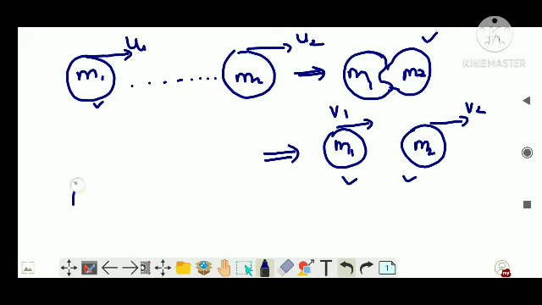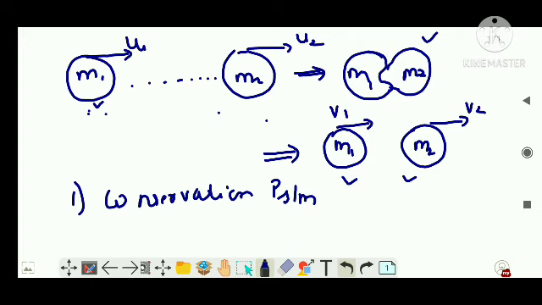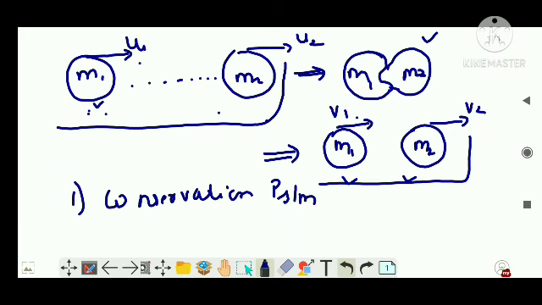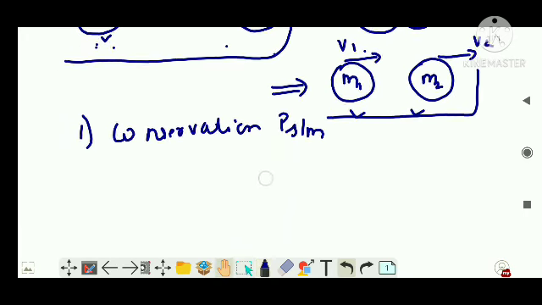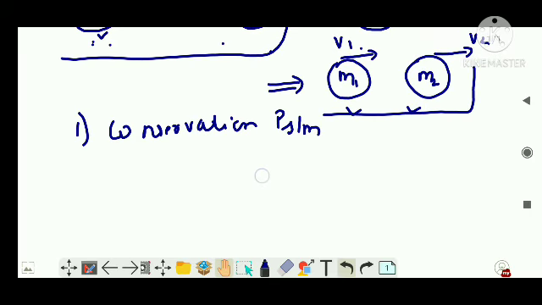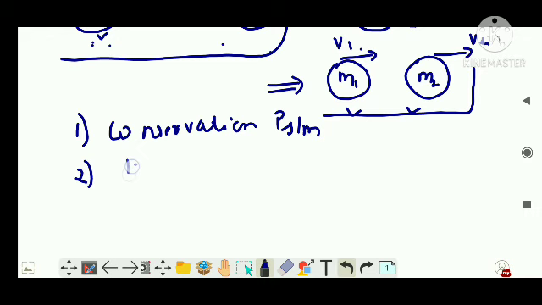Now, the major criterion for an ideal collision is the conservation of momentum, right? Conservation of momentum of what? Momentum of the system, not the individual case. Individual mass M1 has a velocity change, so its individual momentum changes, but the sum of momentum before collision and the sum of momentum after collision is the same. That's why we say conservation of momentum of the system. Clear?